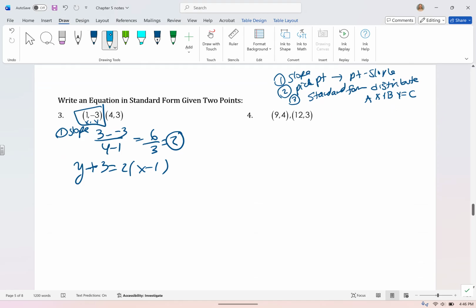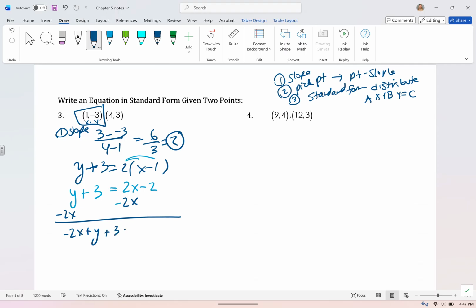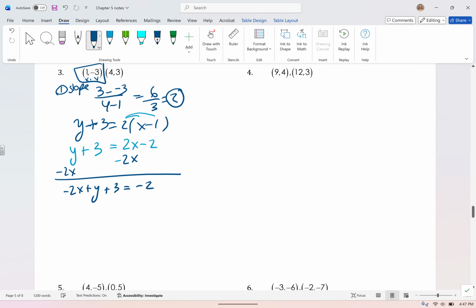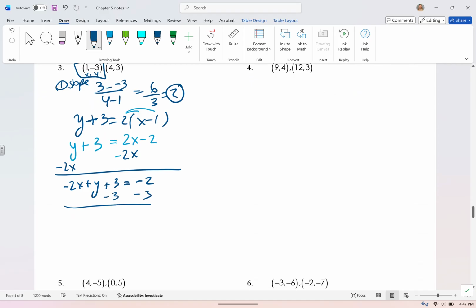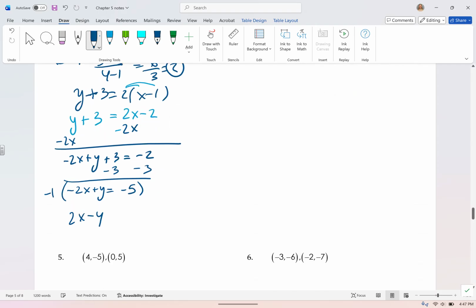Okay. The next thing we want to do is get it in standard form. So we're going to distribute. We get 2x minus 2. We want the x term, then the y term equals the constant. So we've got to move the x term to the other side, and then we got to move 3 to the other side. And we can't have decimals or fractions, and the first term cannot be negative. So we'll times every term by -1. There aren't any decimals or fractions, so we're good to go.